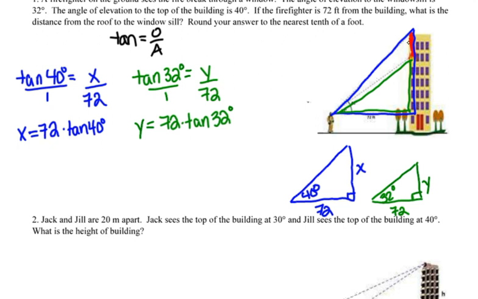I know that the piece that I'm looking for, I'm going to call it d for distance. I know that that d for distance is the difference between the height of the blue triangle and the height of the green one. So my d value is going to equal x minus y. Well, substituting x into the equation, x is 72 times the tangent of 40 degrees, and y is 72 times the tangent of 32 degrees.